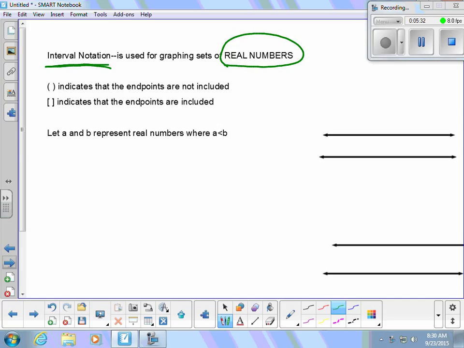You enclose the endpoints in brackets, and a round bracket indicates that the endpoint is not included, and the square bracket indicates that the endpoints are included.